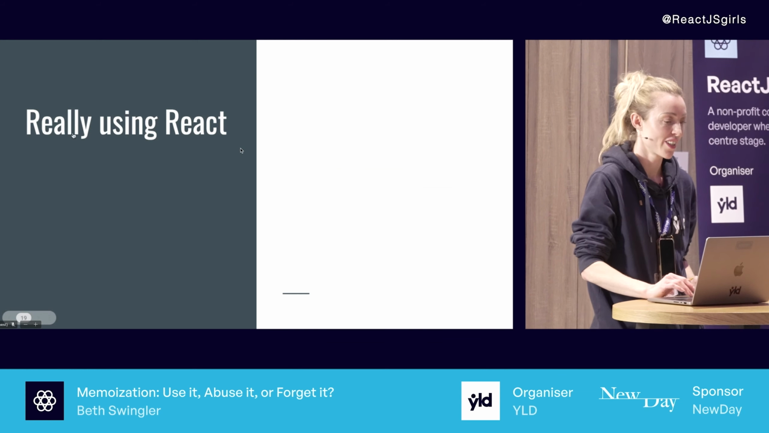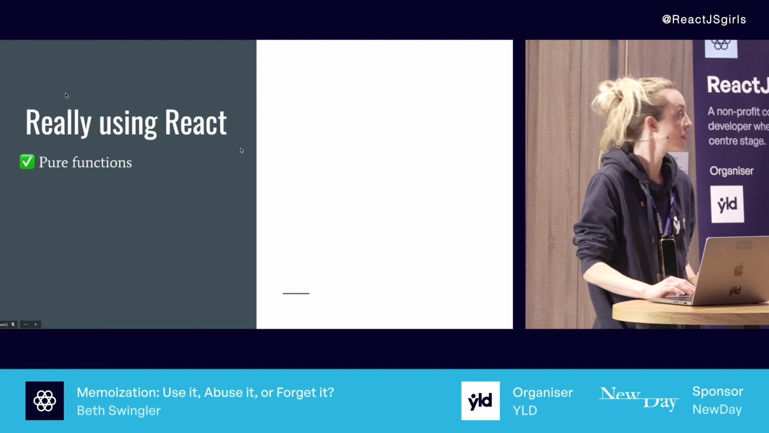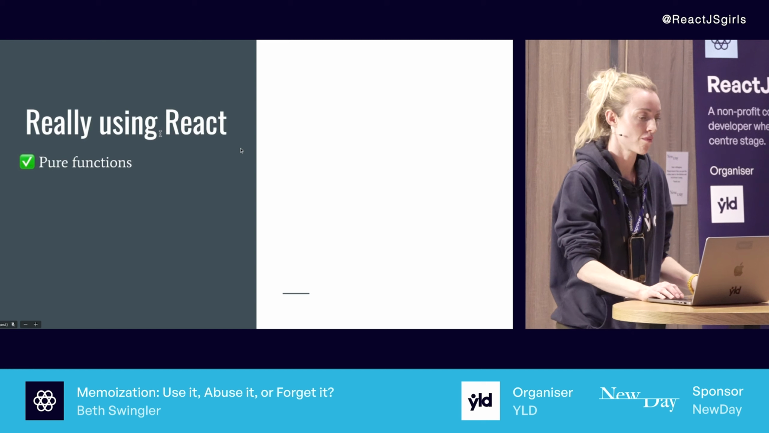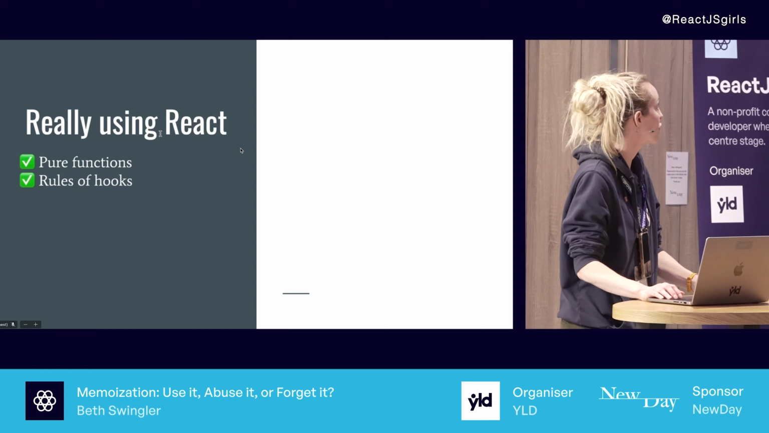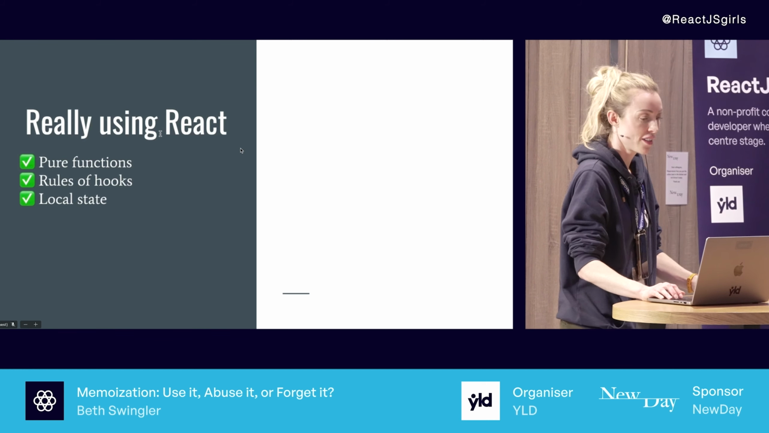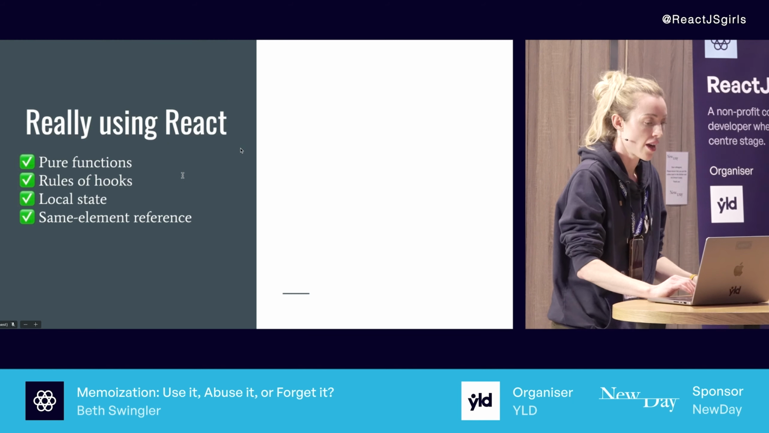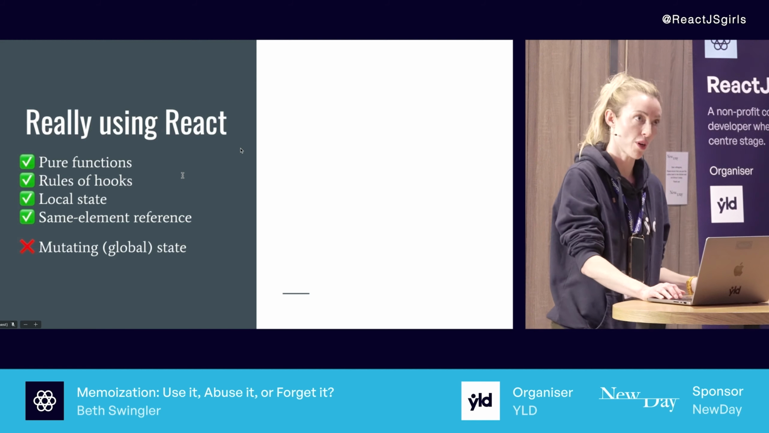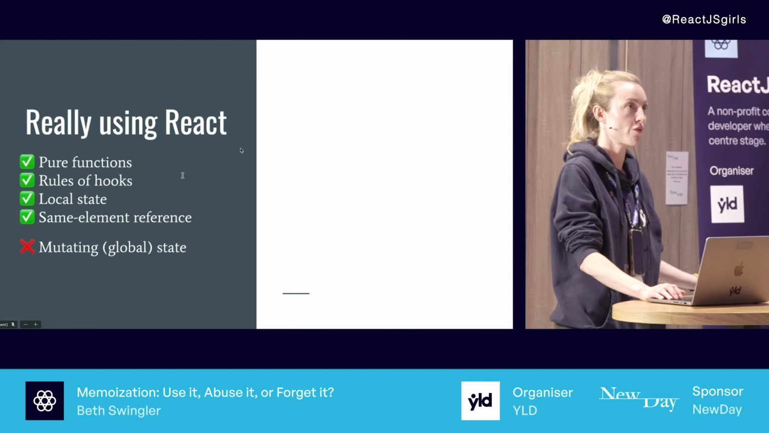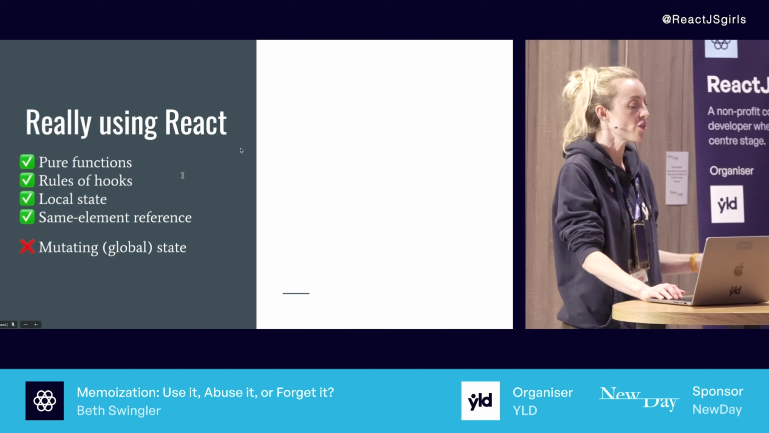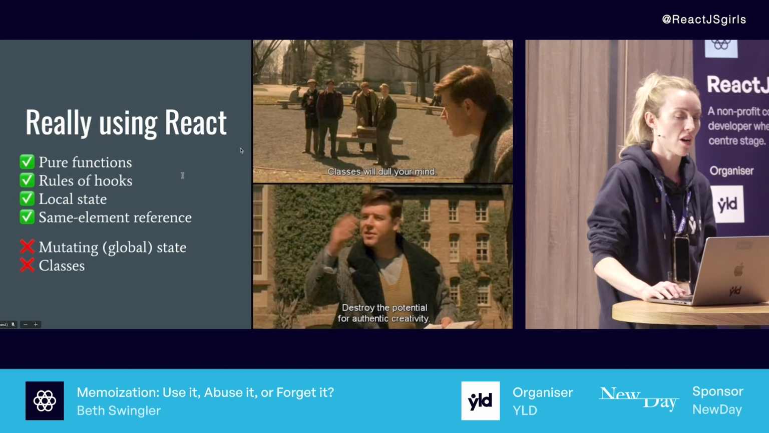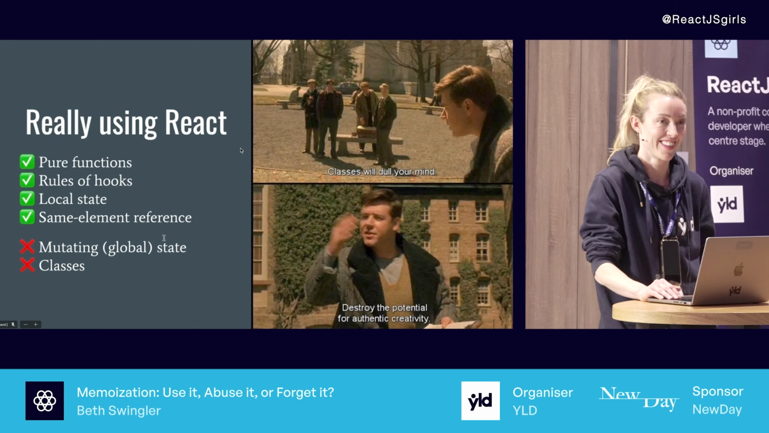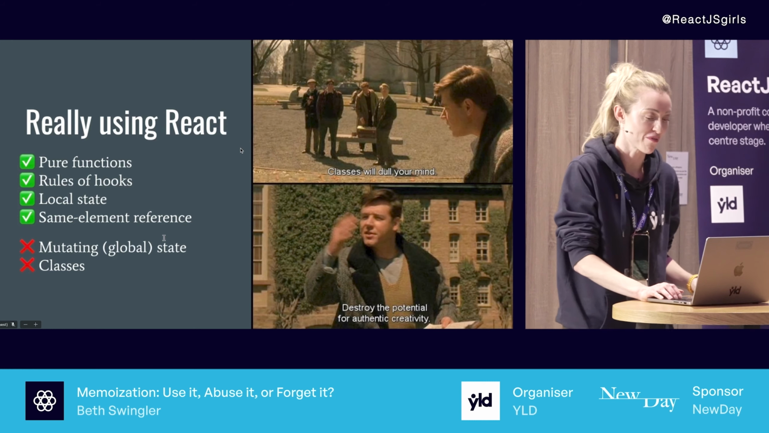Basically, what I'm saying here is that we need to be really using React to get the most out of it. Here's a few ways of doing that. Keeping state local, and definitely not mutating state, especially global state, like variables outside of your components should not be updated from within your component. All these things are going to trigger horrible re-renders, as are classes. Sorry, I just hate them.